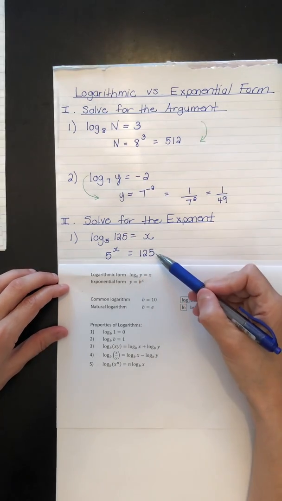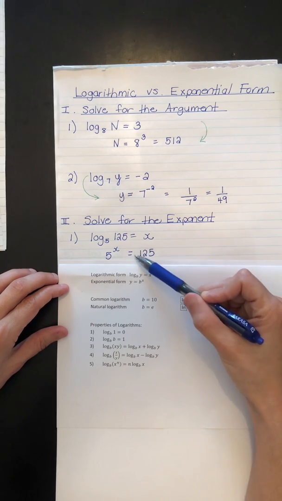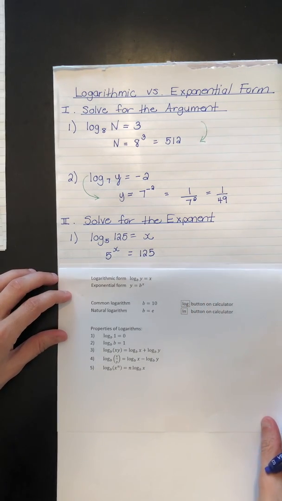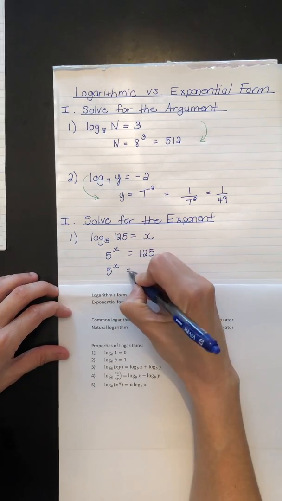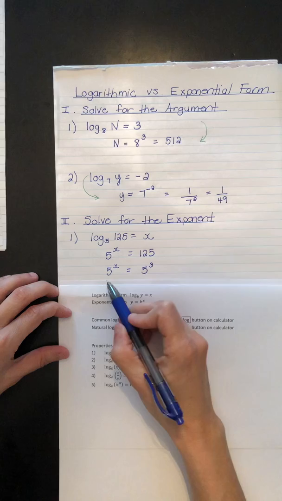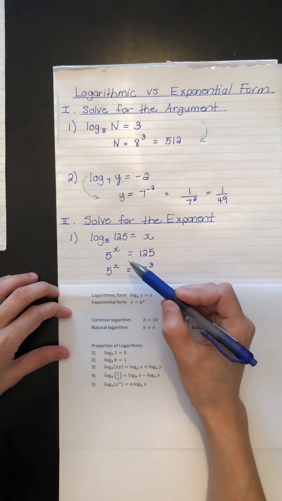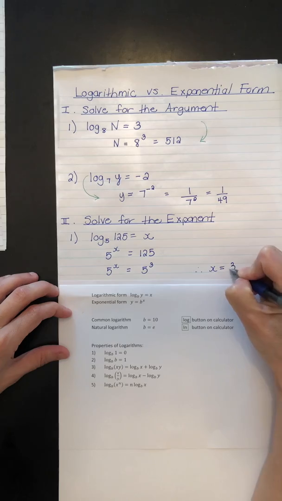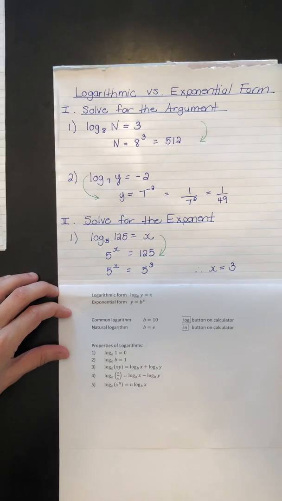Now, in order to determine the value of x, we would like to write the number 125 also as a power of 5. So with your calculator, you can determine that 125 is equal to 5 cubed. Now that each side has the same base, and it is an equation, we can conclude, therefore, that x is equal to 3. Okay, and again, we started this question with the switch in forms.